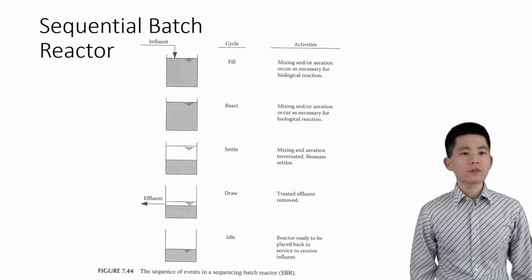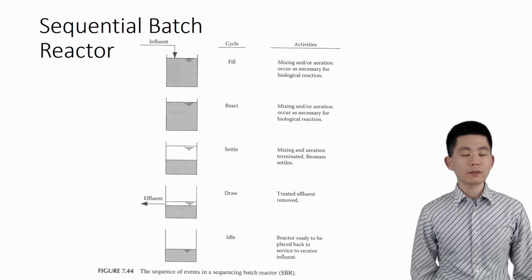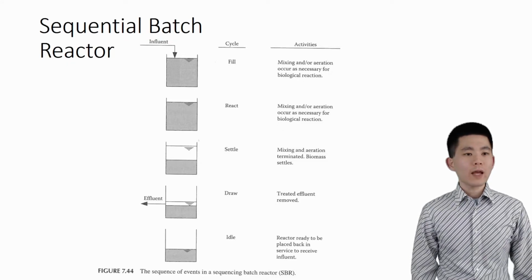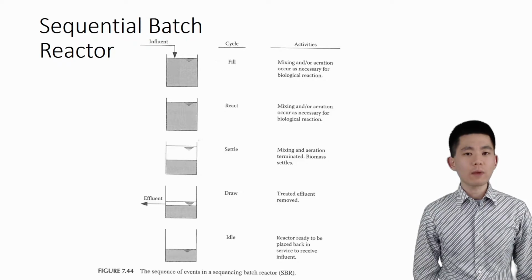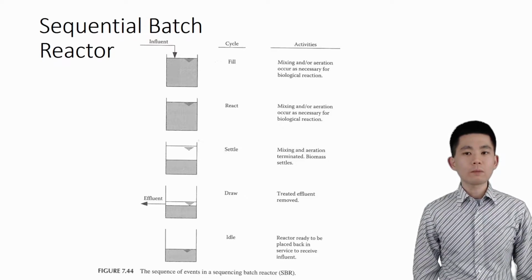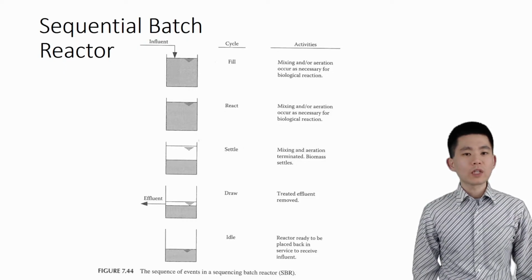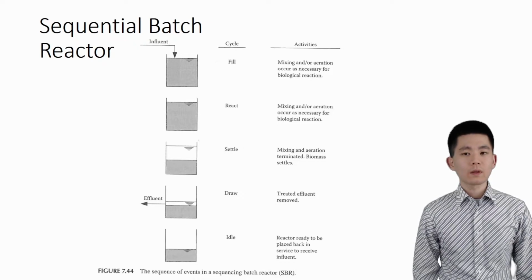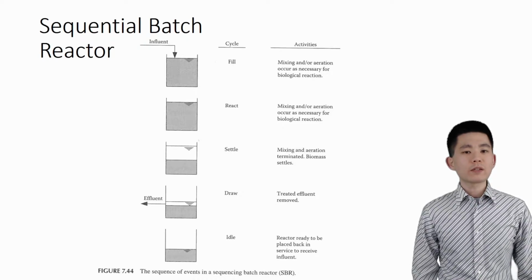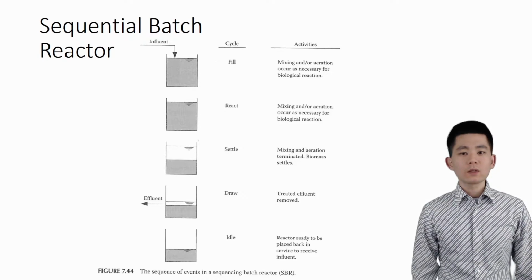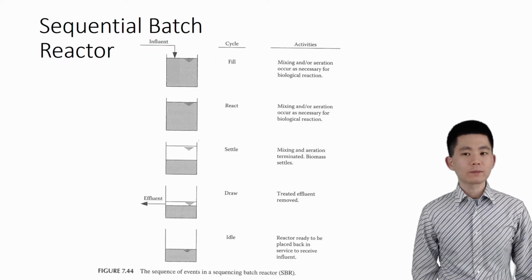We have also covered the concept of sequential batch reactor. It is like PFR over time. The reactor is first filled with influent to mix with previously settled biomass. The aeration or mixing can be controlled as needed in the reaction phase to keep the reactor aerobic, anoxic, or anaerobic. Once reaction is complete, the biomass is settled and the supernatant is removed. The reactor is ready for the next batch.